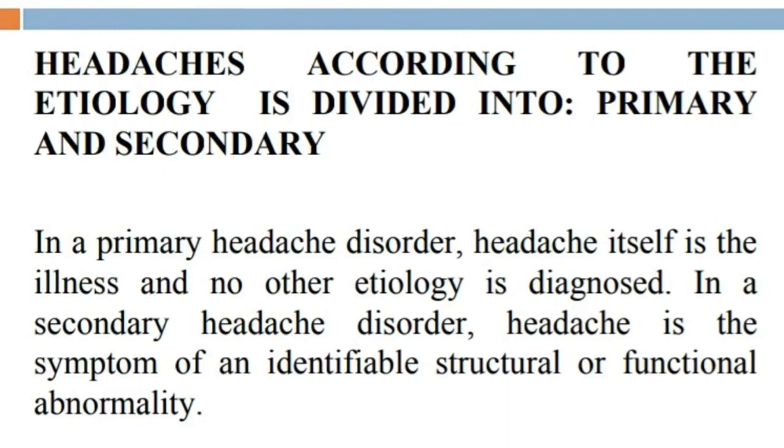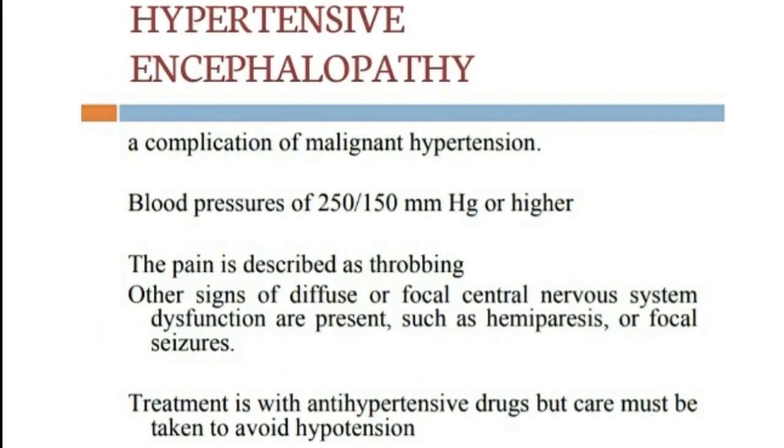While if we classify headache according to etiology, it can be divided into primary and secondary. In a primary headache disorder, the headache itself is the illness and no other etiology is diagnosed. While in secondary headache, the headache is the symptom of an identifiable structural or functional abnormality. Now we will talk briefly about certain types of headache.